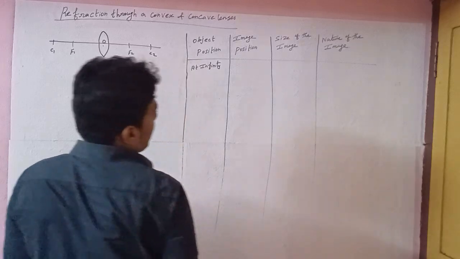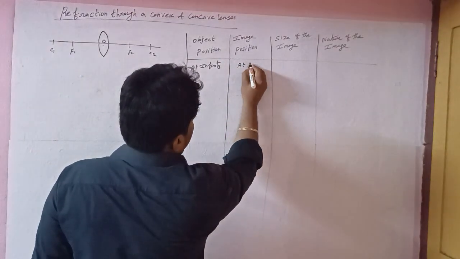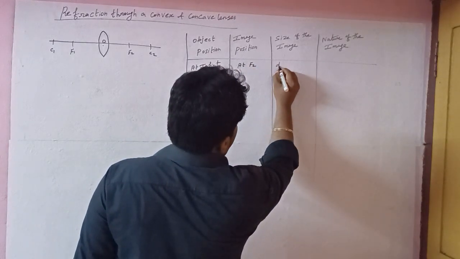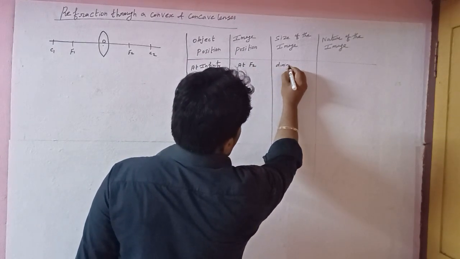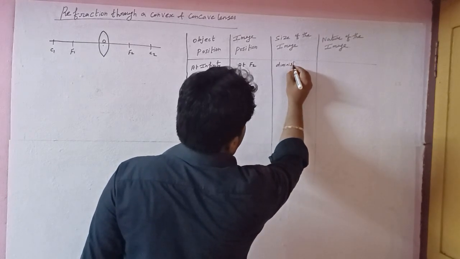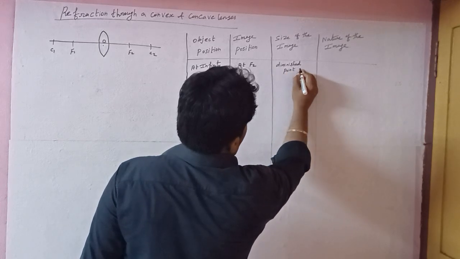The image position: we only have to find the image position. The image position is at F2. The size of the image is diminished, a diminished or point size.